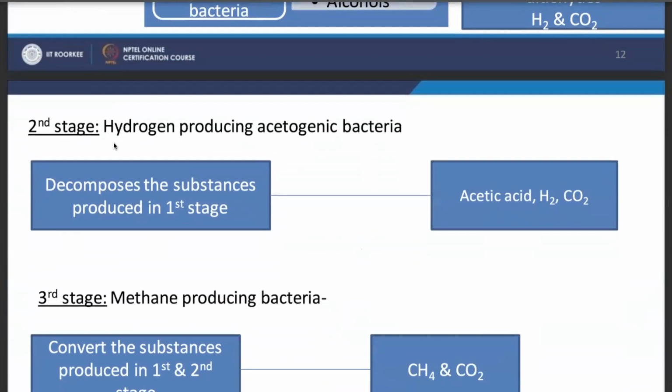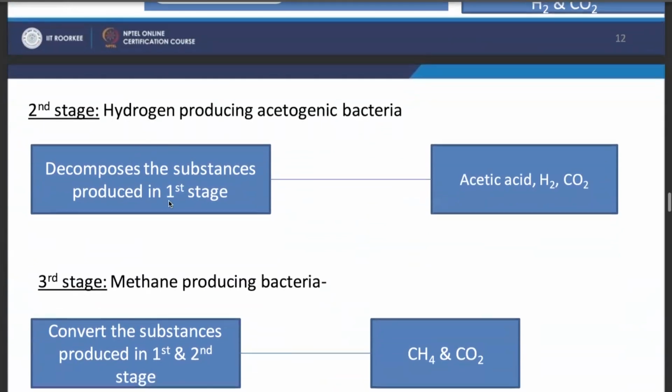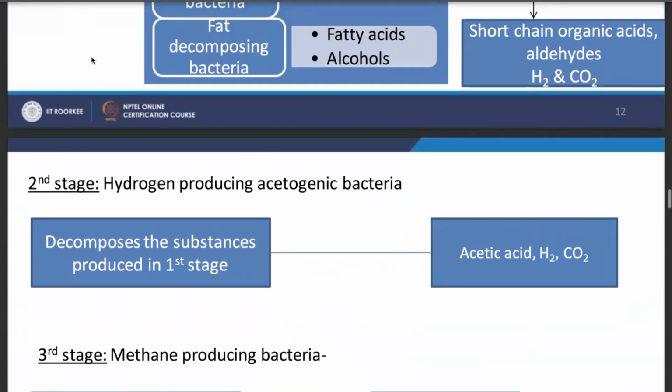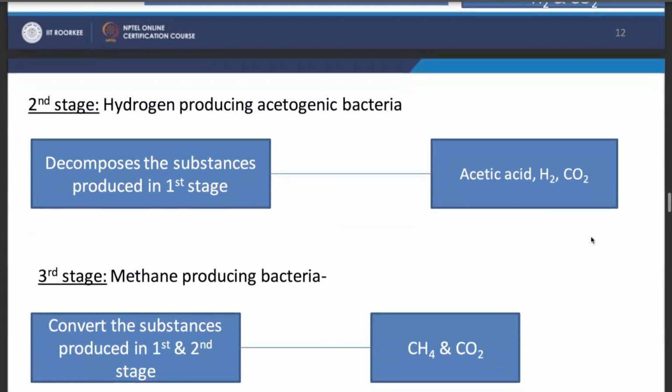Our second stage is hydrogen producing acetogenic bacteria. What does it do? It decomposes the substance. As I mentioned, the end product of the first stage is the raw product for the second stage. These acetogenic bacteria will convert short chain fatty acids, organic acids or alcohols into acetic acid, H2 and CO2, right? Now, what we have here is acetic acid, H2 and CO2.